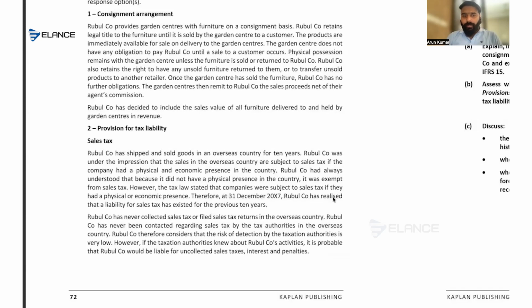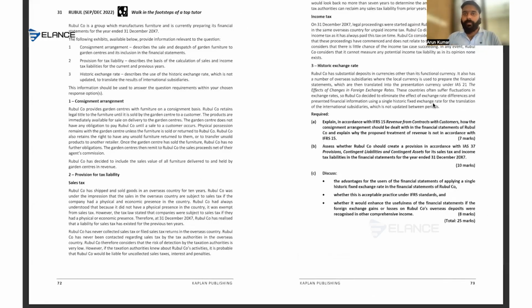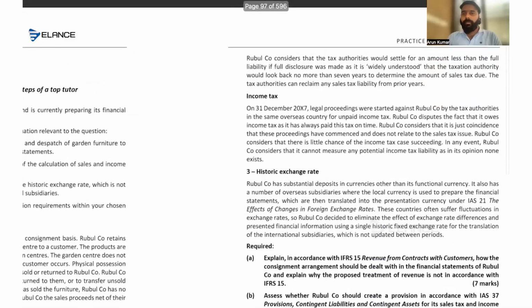So therefore, Rubel has realized a liability for sales tax for the previous 10 years, because they have been working in that country for 10 years. So it is probable that they will be liable for uncollected taxes, interest, and penalties. So according to IAS 37, we have to create a provision on the basis of the uncollected sales tax, interest, and penalties. Is that clear?